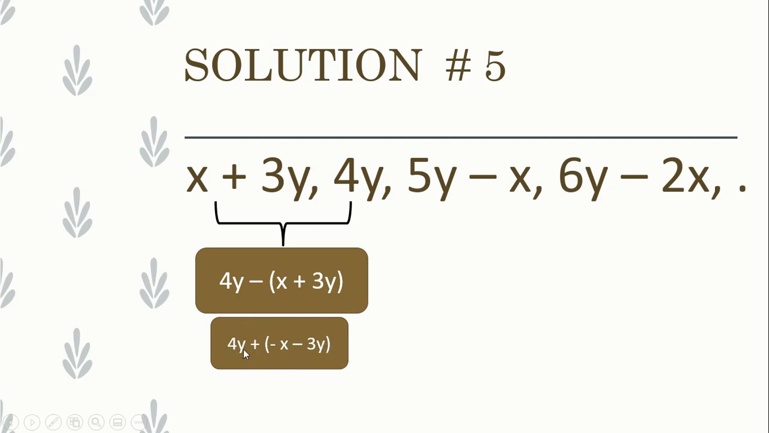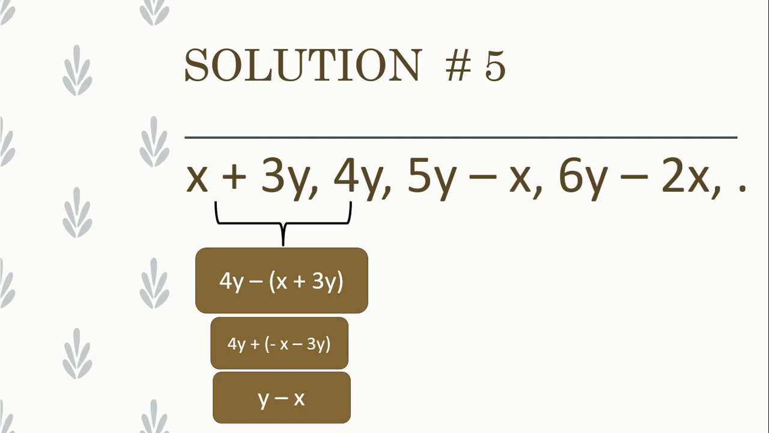Then continue evaluating this by just combining like terms. 4y is the like term of minus 3y. By combining them, that's 4y minus 3y, that is y. Since x does not have terms similar to it, you just leave that as minus x. Therefore, the answer is y minus x. Let's continue verifying that the difference in the next succeeding terms is y minus x.